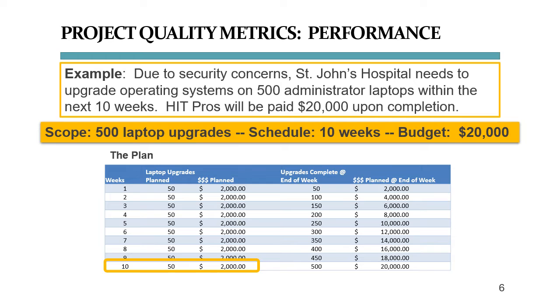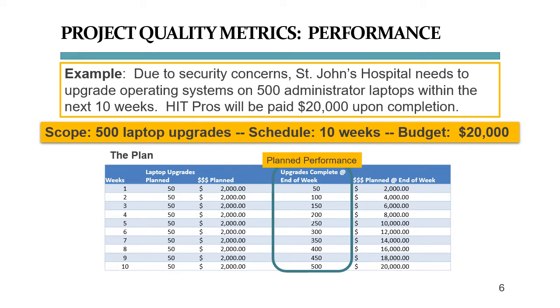This means that at the end of week 1, we will have 50 laptops done. At the end of week 2, the 50 from the previous week plus the 50 from this week, which makes 100. At the end of week 3, 150 laptops, and so on. This is what we call the planned performance.